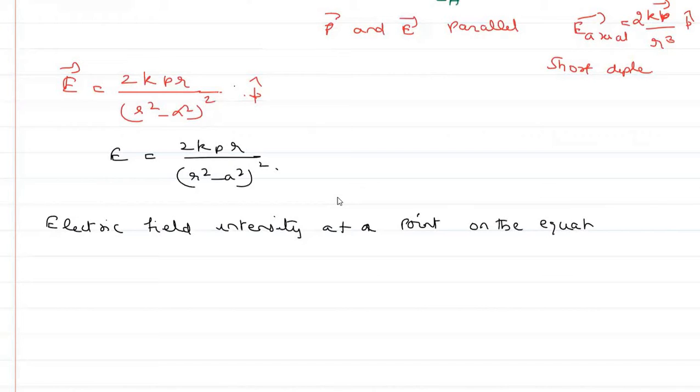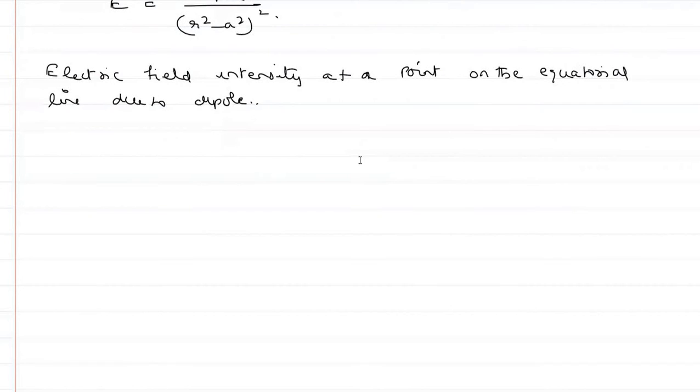on the equatorial line due to a dipole. So now we will derive this. The first thing you have to consider, you have to take one dipole separated by a distance 2a. Let O be the center.